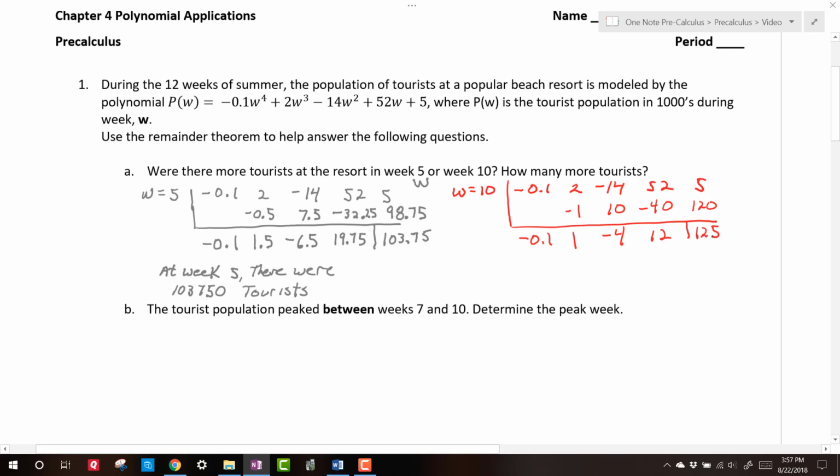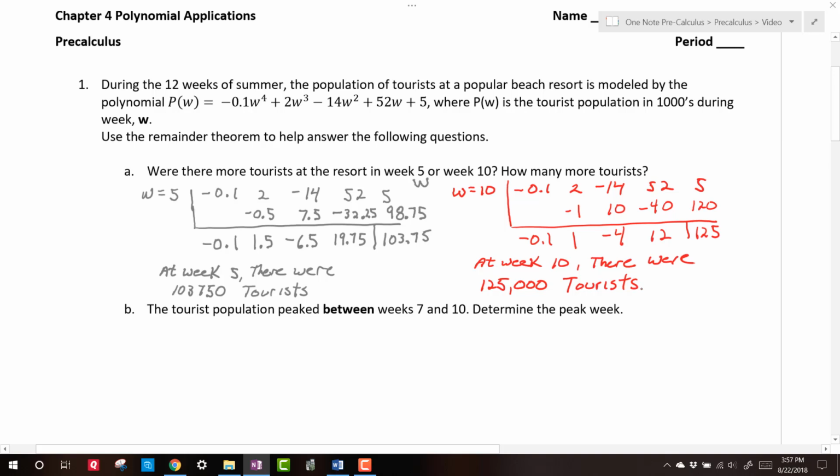Now again, you've got to remember that you've got to multiply that by 1,000. So at week 10, there were 125 and 3 zeros, 125,000 tourists.